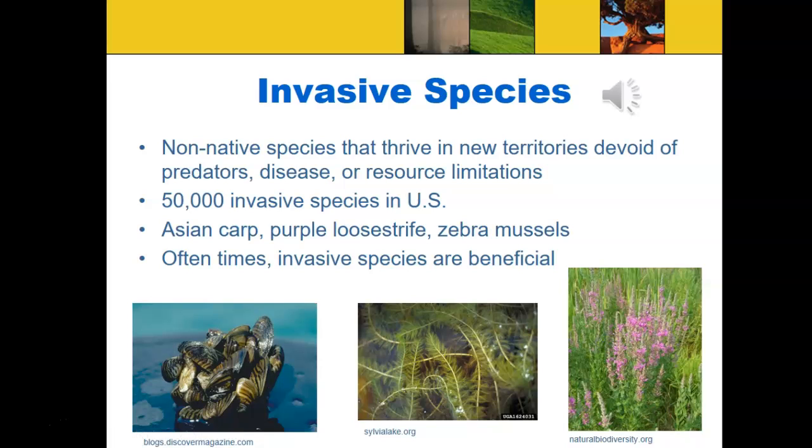Invasive species refers to non-native species that thrive in new territories that are devoid of predators, disease, or resource limitations, which basically means they have everything they need to continue to grow and reproduce and overpopulate because there's nothing to threaten or compete with. There are over 50,000 invasive species in the United States. Some examples you might be familiar with are Asian carp, purple loosestrife, which you see all over on the roadside here, and zebra mussels. Those of you who are boaters understand the damage zebra mussels can do. Sometimes invasive species can be beneficial, but the vast majority of the time, they are disruptive to an ecosystem.